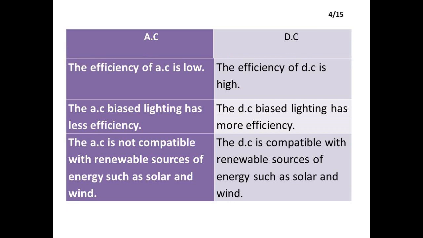The efficiency of AC is low. The efficiency of DC is high. The AC biased lighting has less efficiency. The DC biased lighting has more efficiency. The AC is not compatible with renewable sources of energy such as solar and wind. The DC is compatible with renewable sources of energy such as solar and wind.